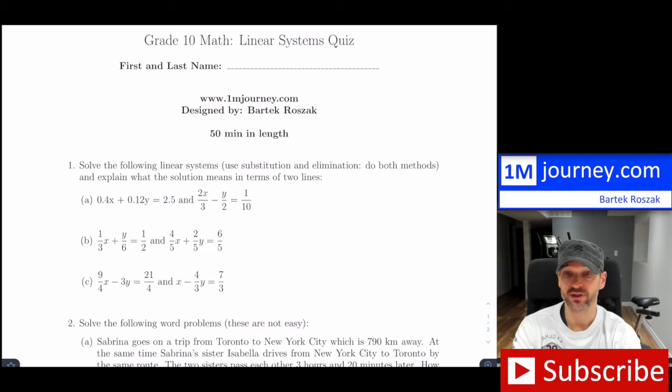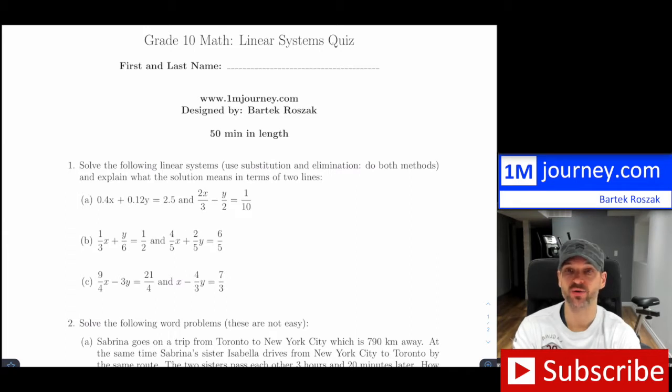So it's not very difficult in terms of the concepts. There's really just one concept, and the concept is you have two equations, two unknowns, and you have a couple of word problems which deal with exactly two equations, two unknowns. So let's get to it.